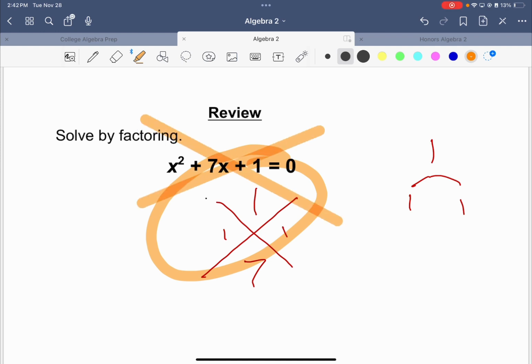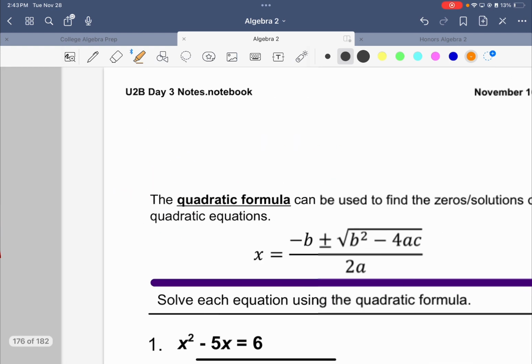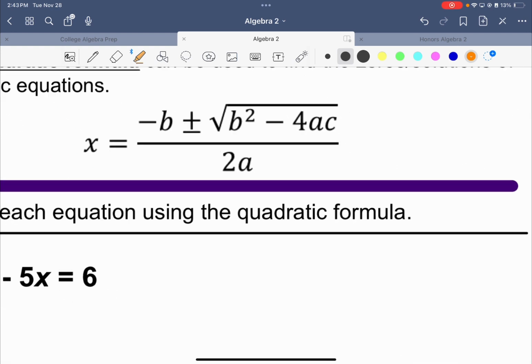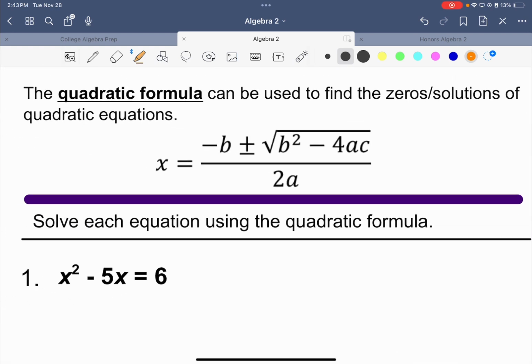However, we do need to understand how to solve this quadratic. So we are going to use a different method today. We are going to use what we call the quadratic formula. We are going to use the quadratic formula today to solve and find the zeros of the quadratic equation.